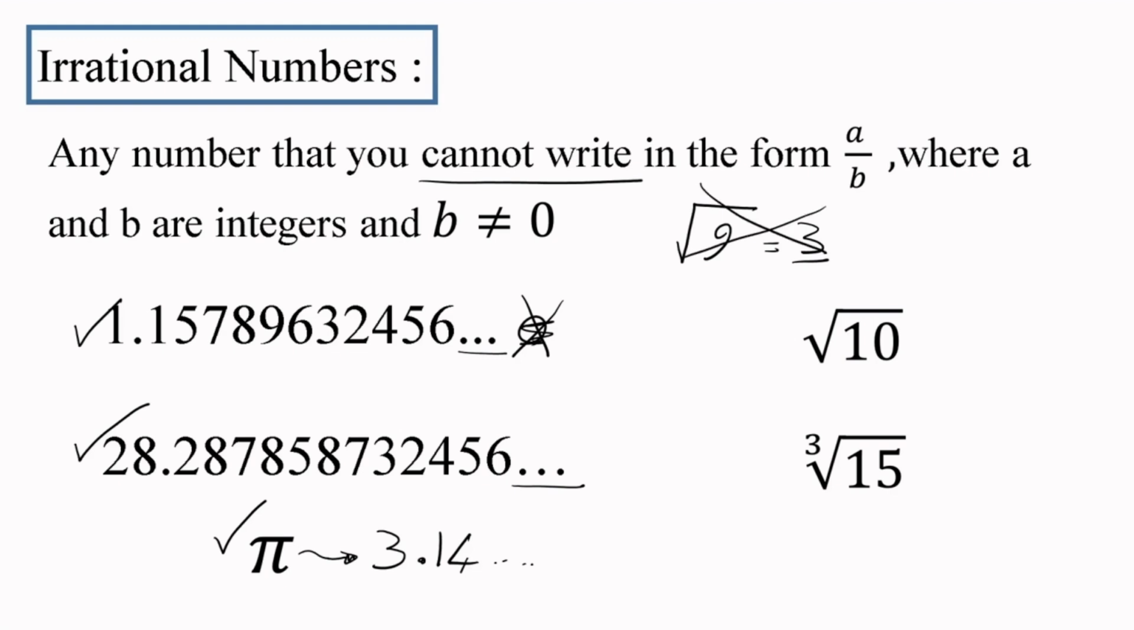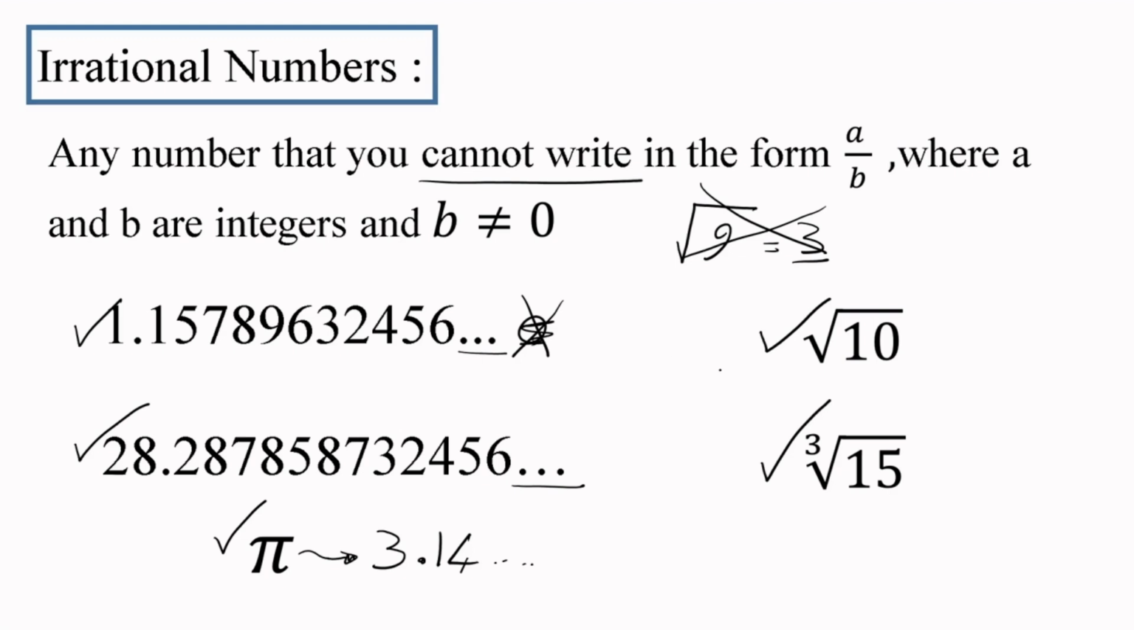But when you have a root and the answer of that root is not an integer, it means you have an irrational number. For example, look at this one, the square root of 10. It definitely is going to be 3 point something. Is the answer an integer? No, it's not an integer. So it is an irrational number. Or the third root of 15. Is the answer an integer? Definitely the answer is going to be 2 point something, right? But the answer is not an integer, so it's going to be an irrational number. But when the answer is an integer, it would be a rational number.